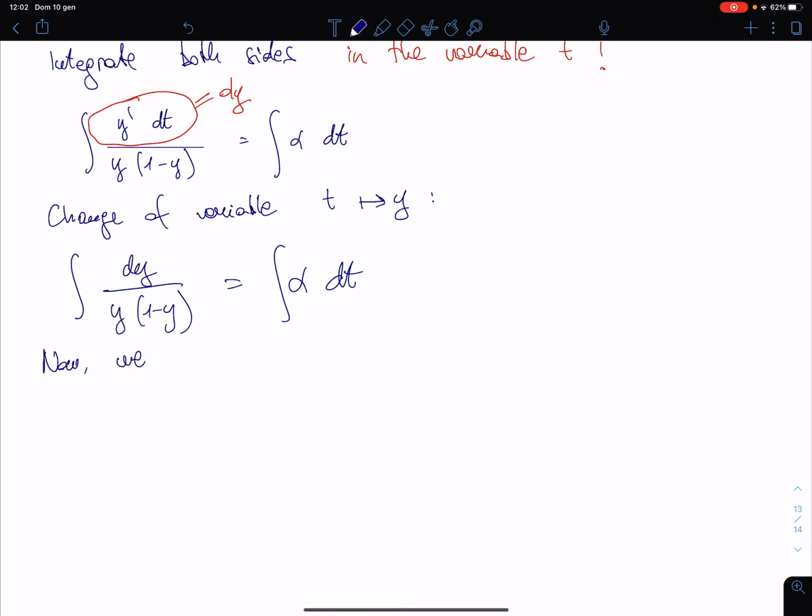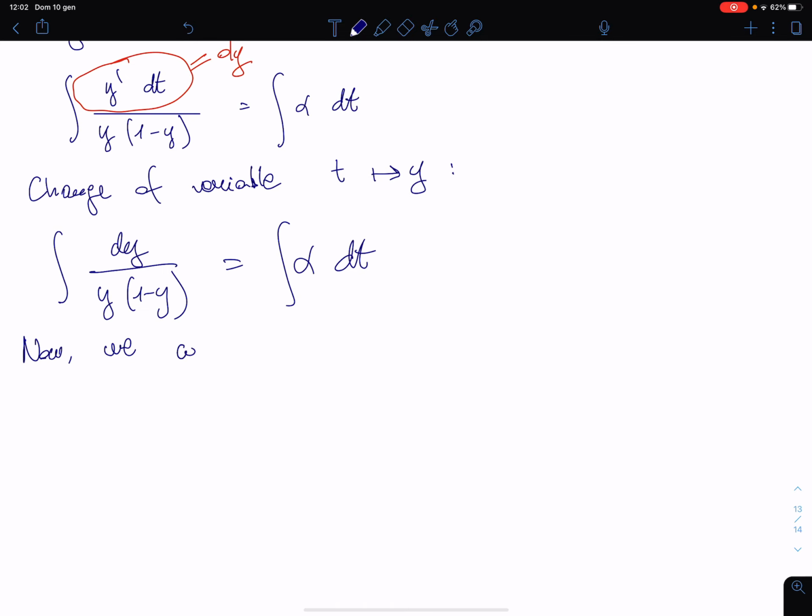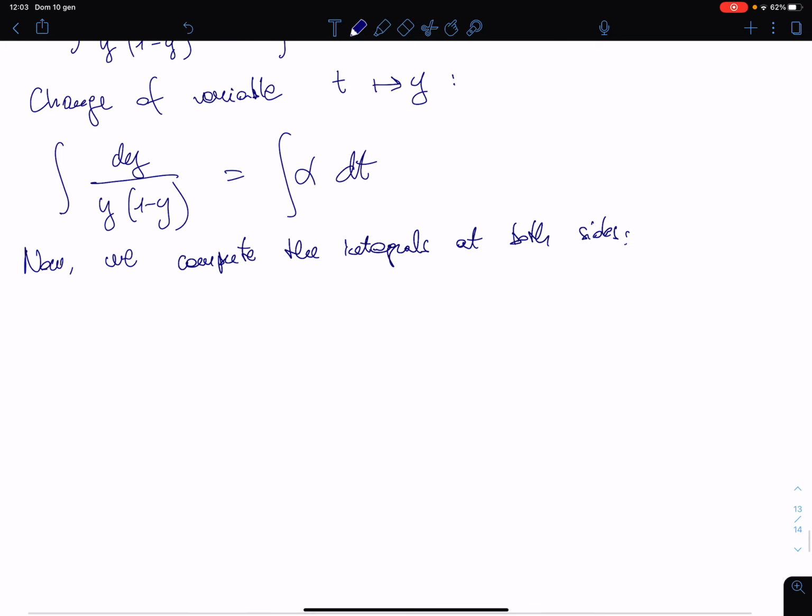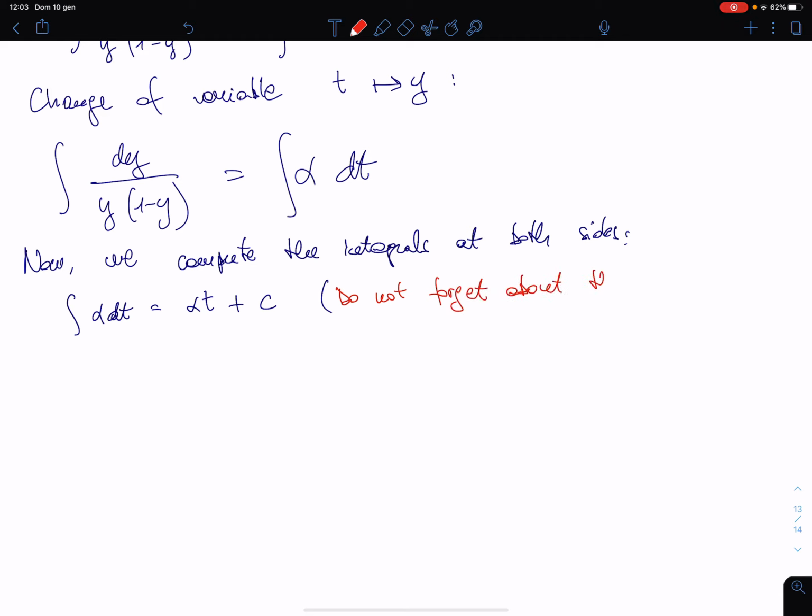And now we integrate. So we compute the integrals in both sides. Of the two integrals, the second is very easy, so let us get rid of it immediately. Alpha is a constant in this model. So here we have alpha t plus c. We put here the constant of integration, and always remember, do not forget about the constant of integration.